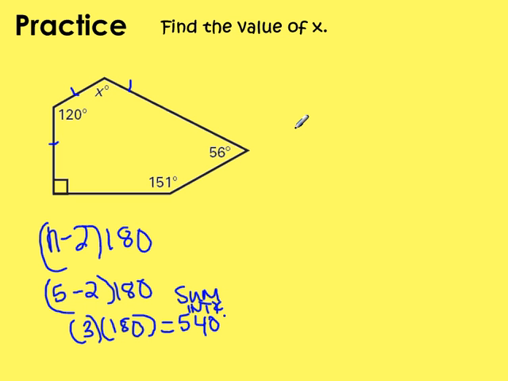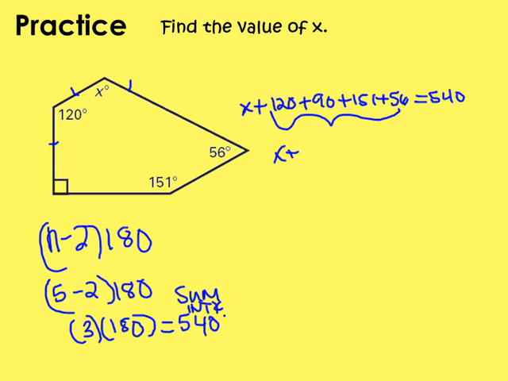Now that I know the sum of the interior angles, I can use this to set up an equation. So we can say that x plus 120 plus 90 plus 151 plus 56 is going to all add up to 540 degrees. Simplifying, we get that x plus 417 degrees will be equal to 540. And then when we subtract 417 from each side, we get that x is equal to 123 degrees.